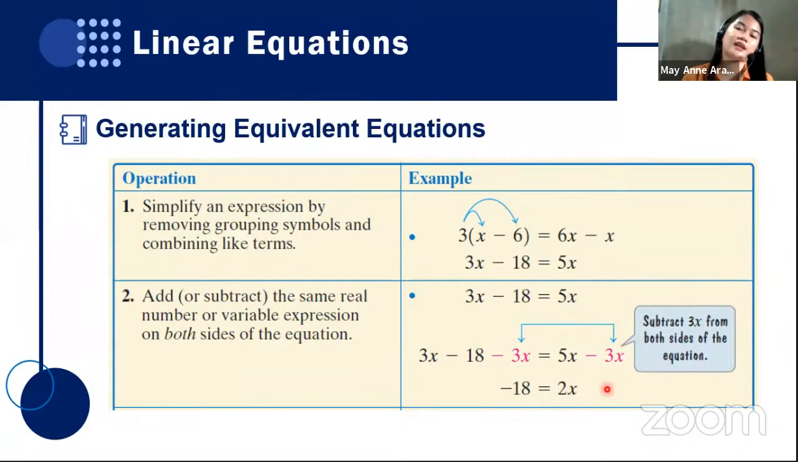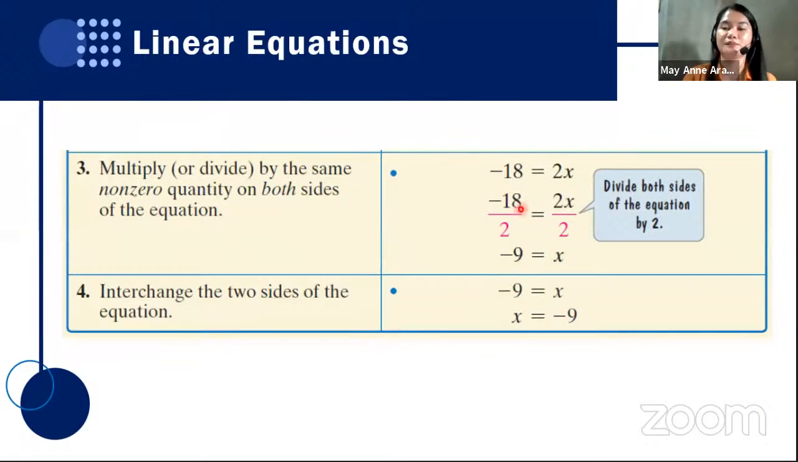And for the right side of the equation, you have 2x. The next step there is to divide both sides by the coefficient of this one, the one with the variable. So, 2x divided by 2 is x, and negative 18 divided by 2 is negative 9. And we can also interchange the two sides of the equation. So since nandito yung x, but usually nasa left side siya. So negative 9 equals x can also be written as x is equal to negative 9.